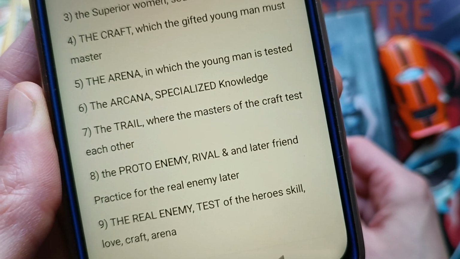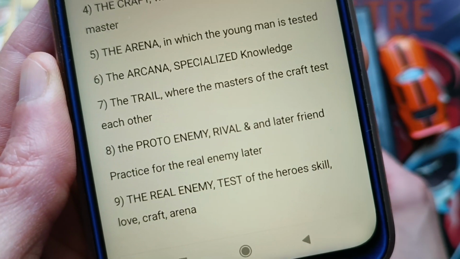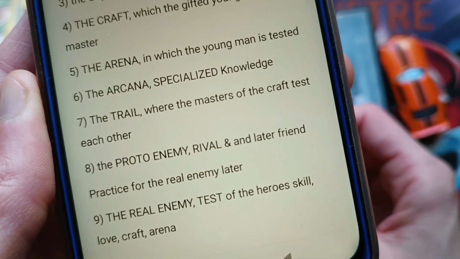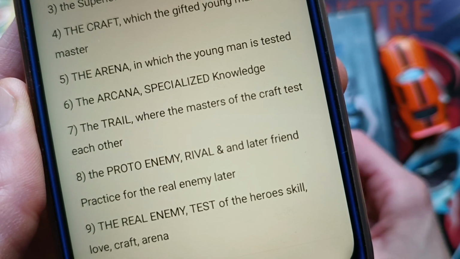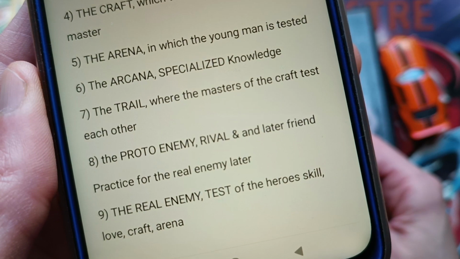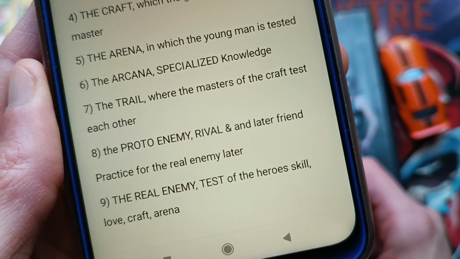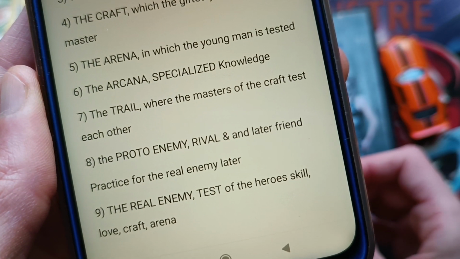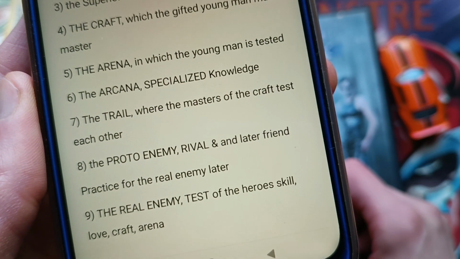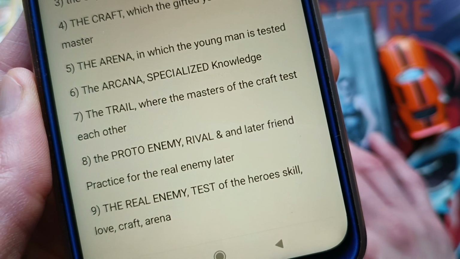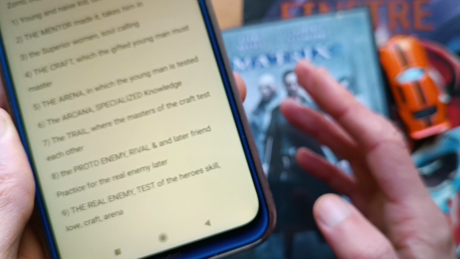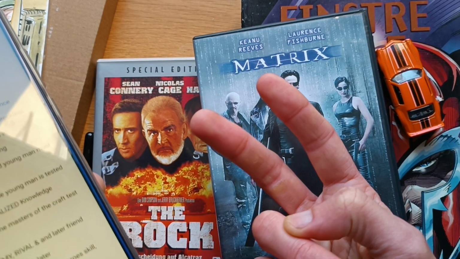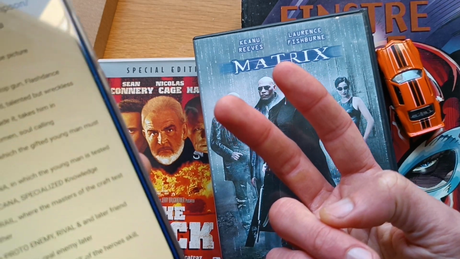I failed several times, and you've got to come back from that. You've got to take it on the chin, stand up again, and still pursue what you want to do. Then there's the proto-enemy, the rival, and later friend. In Star Wars, I don't know if Han Solo is the proto-enemy, but definitely Han Solo and Luke are rivaling each other, and then at the end they're like brothers.